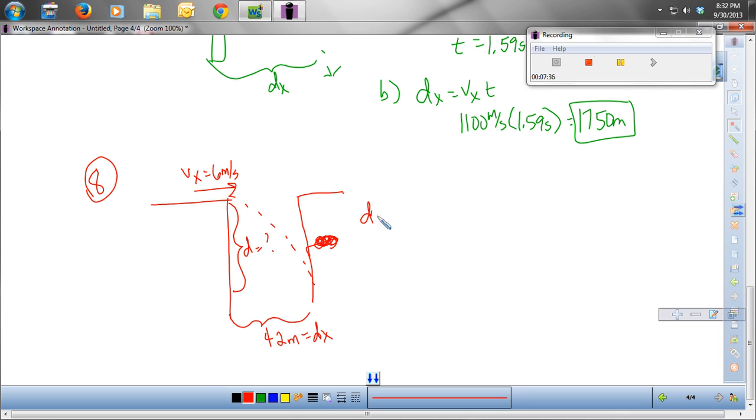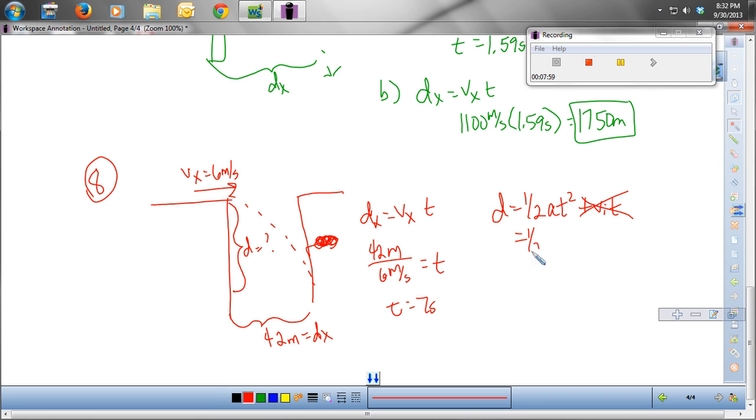So I'm going to say, well, dx equals vxt. So 42 meters divided by 6 meters per second means that my bomb is going to fall for 7 seconds. And then I could go to d equals 1/2 at squared plus vit. And since I'm talking vertical now, that's 0. Gravity is 9.8. T is 7 seconds. So it's going to fall 240. And I think mine actually came out to be 240.1, but it doesn't really matter. Meters.